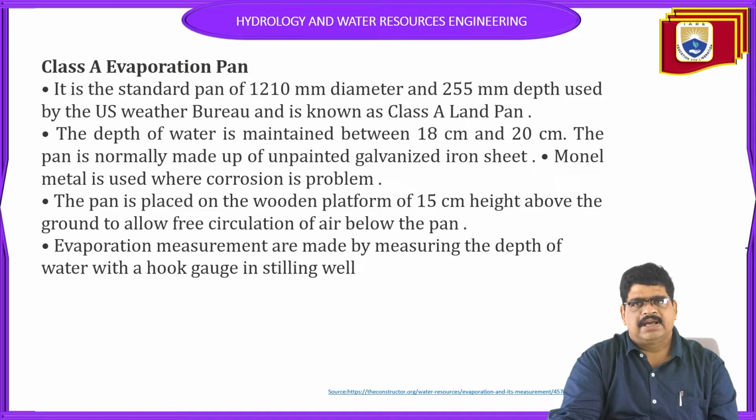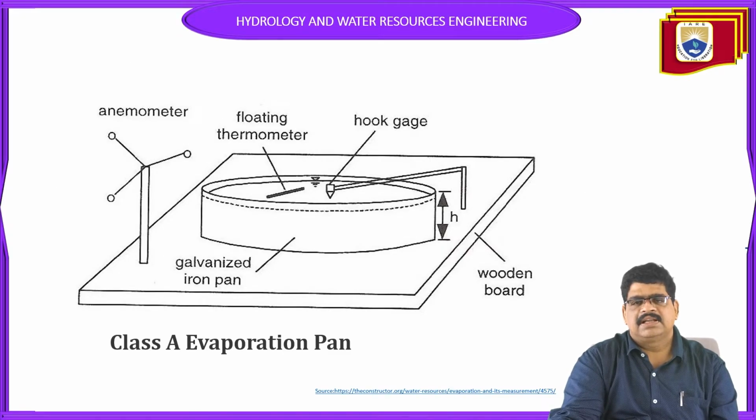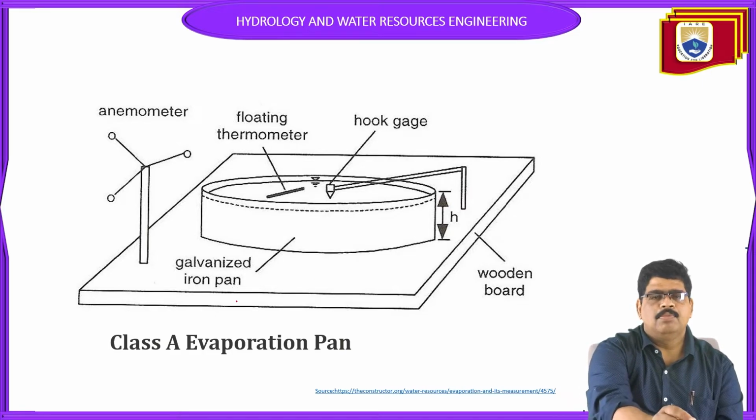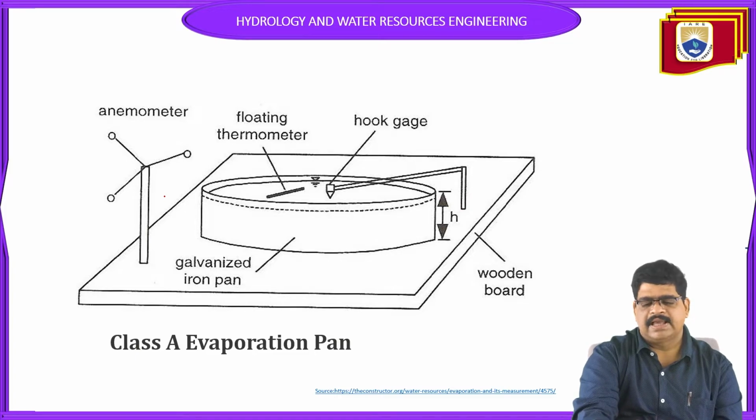For calculation with this pan, the evaporation is measured by depth. The water level is measured with a hook gauge in a stilling well. Let us see this clearly. This is known as the Class A evaporation pan. The levels can be known from the hook gauge, and this is the circular galvanized iron pan, and an anemometer can be used at the side for calculating the evaporation, and the wooden board.